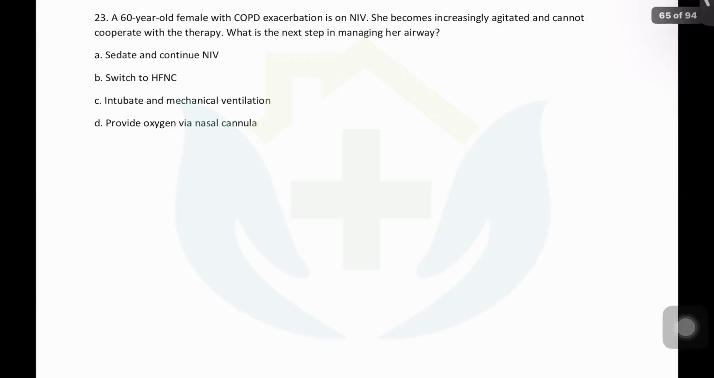Okay. A 60-year-old female with COPD exacerbation is on NIV. She becomes increasingly agitated and cannot cooperate with the therapy. What is the next best step in managing her airway? C. Just a second. C. Intubate and ventilate. Okay, yeah.